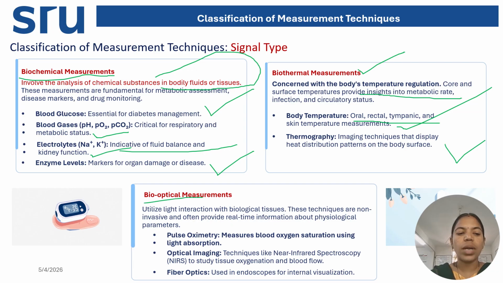Next one is the biooptical measurement. The pulse oximeter measures the blood oxygen, and it utilizes the light interaction with the biological tissues, and imaging sensing, optical imaging and fiber optics. Techniques like near infrared spectroscopy study the tissues, and fiber optics uses the endoscopes for internal visualization. So these are the five techniques of classification of medical instruments or techniques based on the signal type.